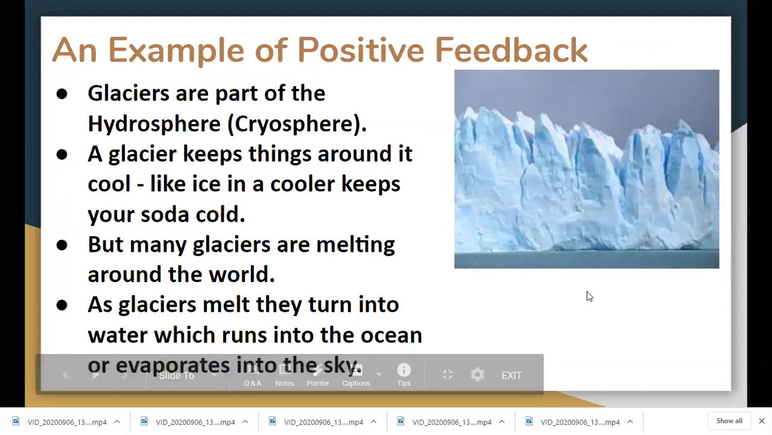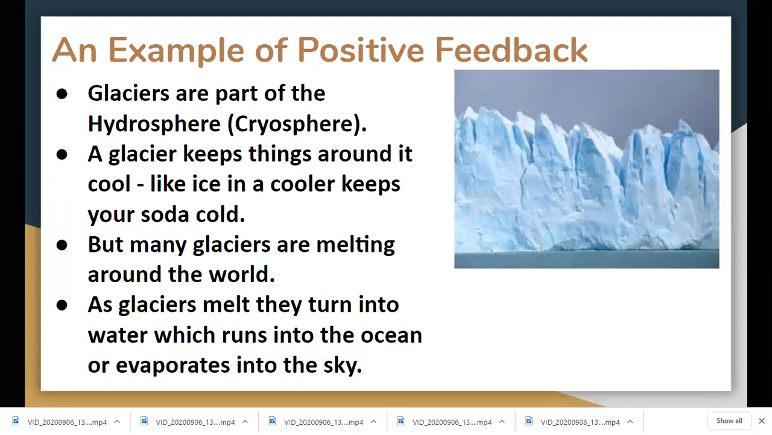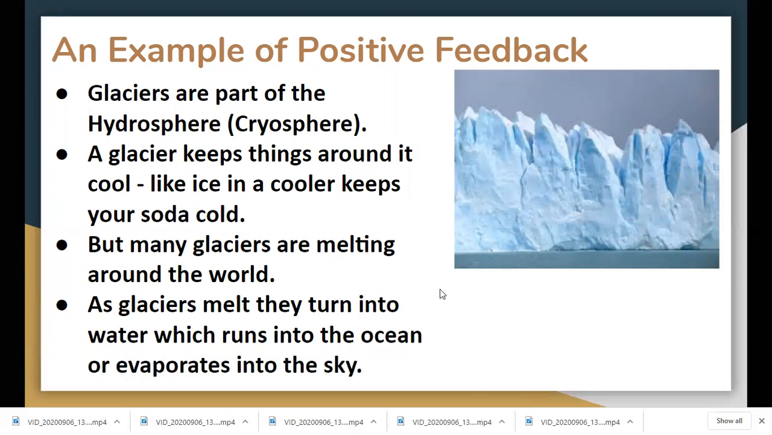So think about when you put ice in a cooler, you get your soda colder, right? So when you're standing on a glacier, it's going to keep things around it cooler, including you. Many glaciers, however, are now melting around the world. As glaciers melt, they turn into water, which is going to run into the ocean. By the way, glaciers are fresh water. That's from the rain and stuff like that that comes down and freezes, right? So when the glaciers melt, most of it's going to run into the ocean. Some of it's going to evaporate into the sky as well, especially when you have great, big, huge amounts of glaciers.